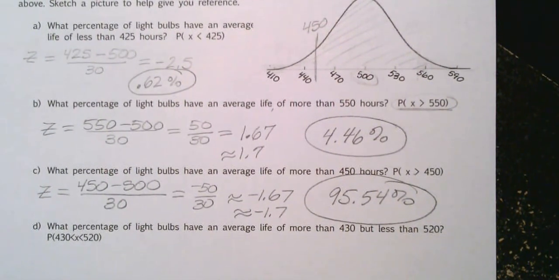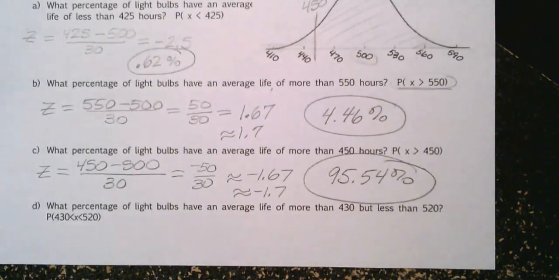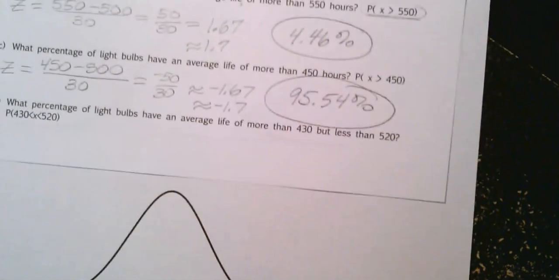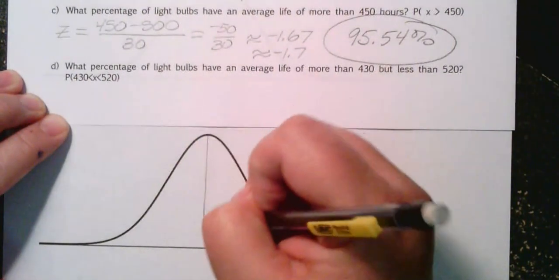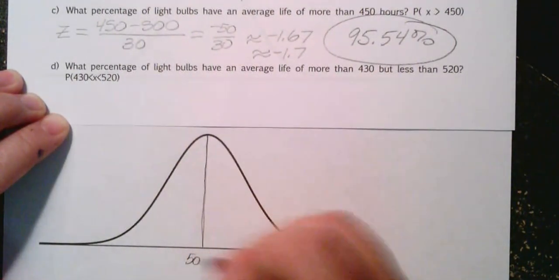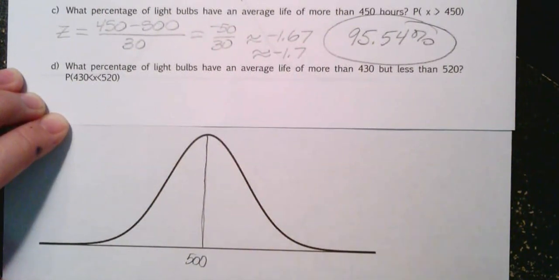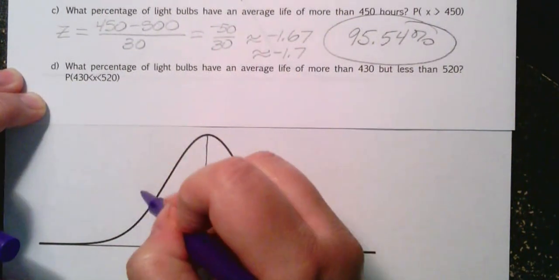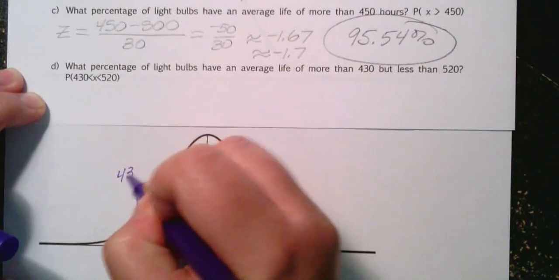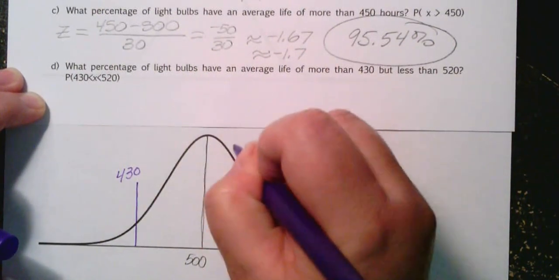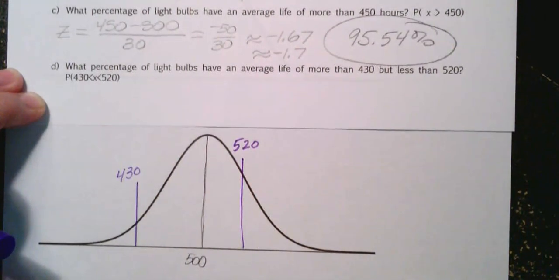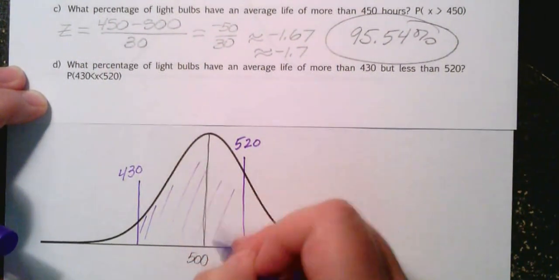Now, the last one here gets a little bit more interesting because it's not asking what's to the left or what's to the right. It's asking what's between. Okay, so let's look at this one a little bit more specifically. It says, what percentage of light bulbs have an average life of more than 430? Remember, my mean was at 500, but less than 520. Okay, so more than 430, and I don't know that it's exactly there, but I don't really care either. It's fine. And less than 520. So let's say 520 is about right there. Okay, so I'm looking for the area between these two.